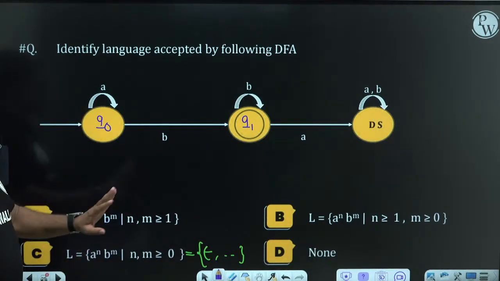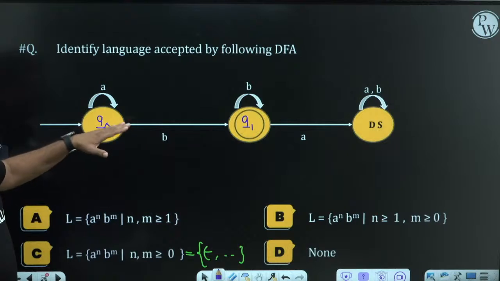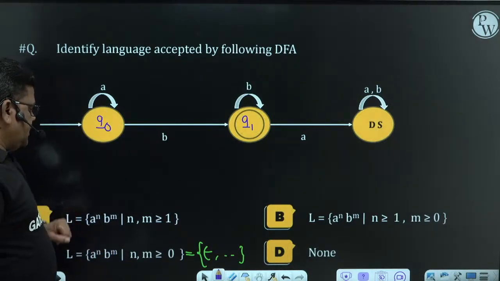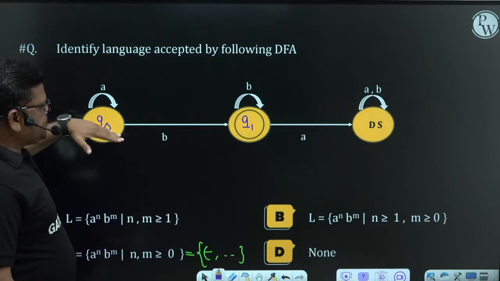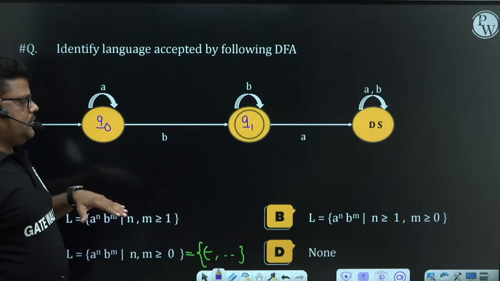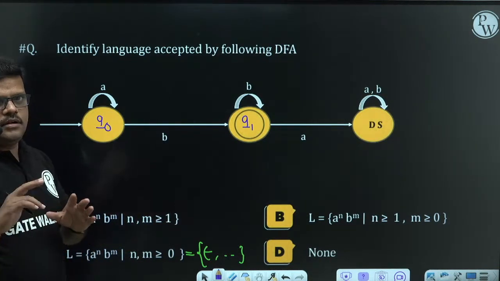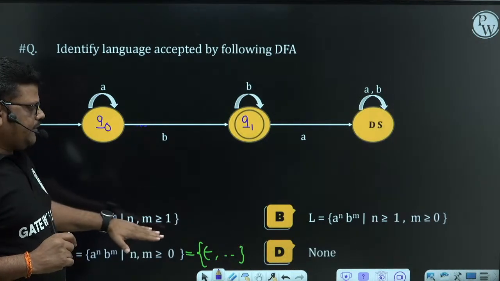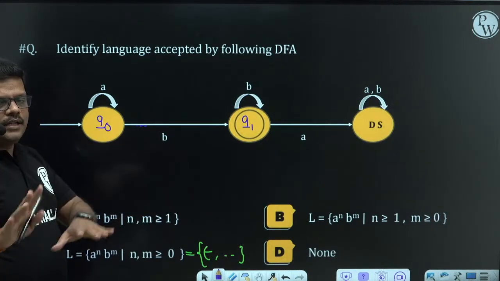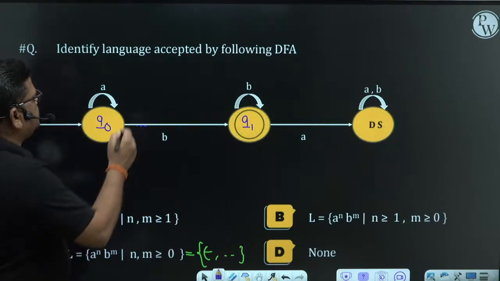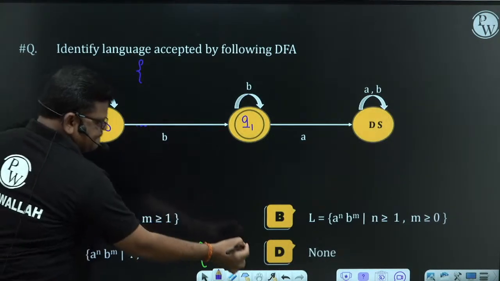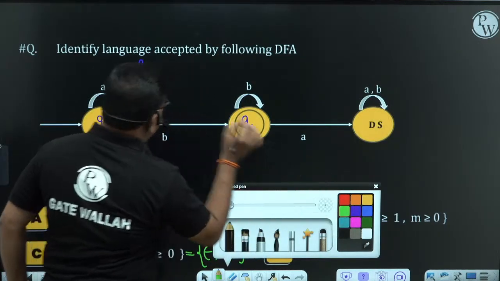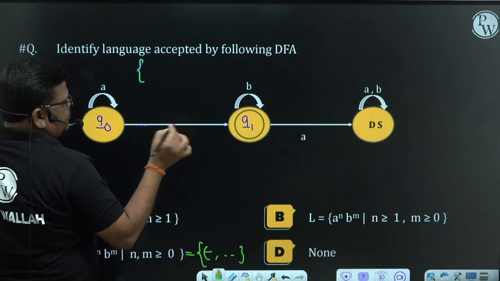So eliminate from options. DFA to language. Best way is eliminate from options. So what is the first one? What is the minimum string accepted by this automata? To solve this type of questions, I already told you: DFA language, options language, if it is same, that answer will be correct. Let us try to generate some strings from this DFA.